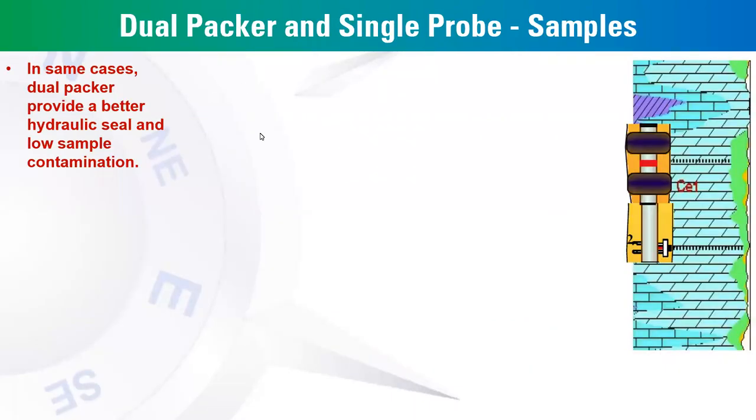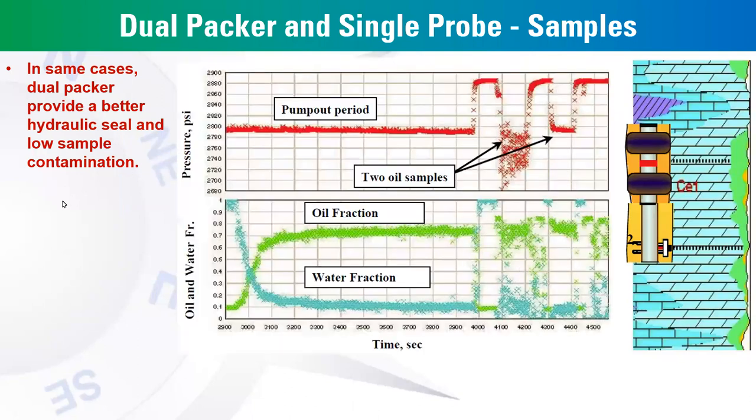So as a comparison between the single probe and dual packer, this is the process of fluid sampling. The dual packer, as you can see, provides a good hydraulic seal for the pressure measurements, and avoids any communication with the wellbore fluids or drilling fluids. It also ensures good sample characterization, because it avoids high sample contamination from the drilling fluid.